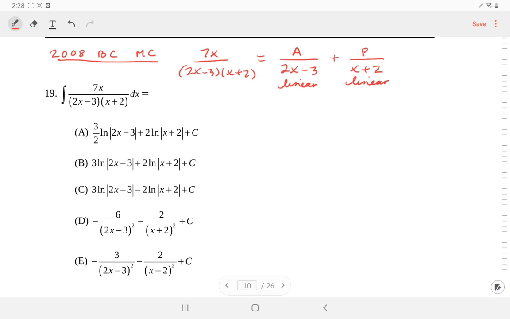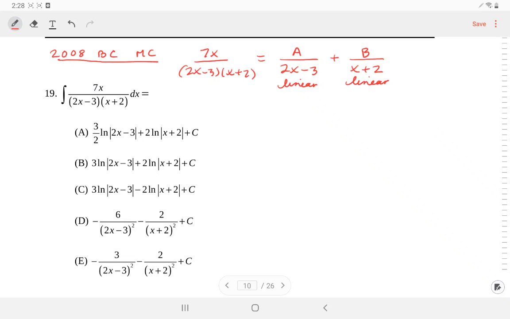Then on top of a linear we put a constant. If it was a quadratic, then you have to put a linear on the top. So say you had a quadratic like this that you couldn't factor, then you put bx plus c at the top, like mx plus b, but with different letters. But you don't have any of those on the exam.